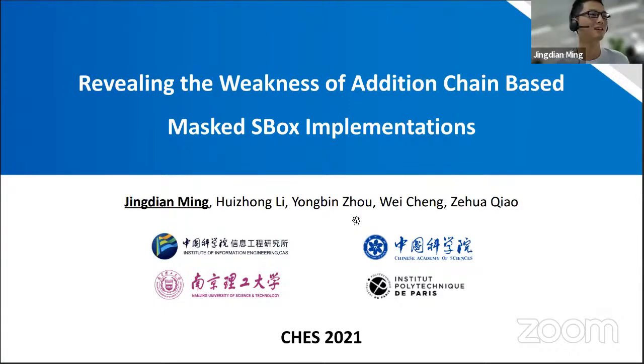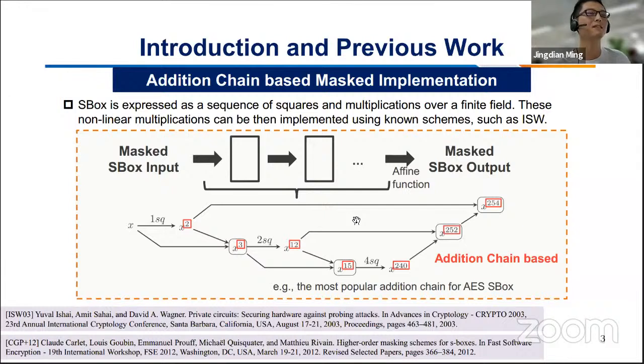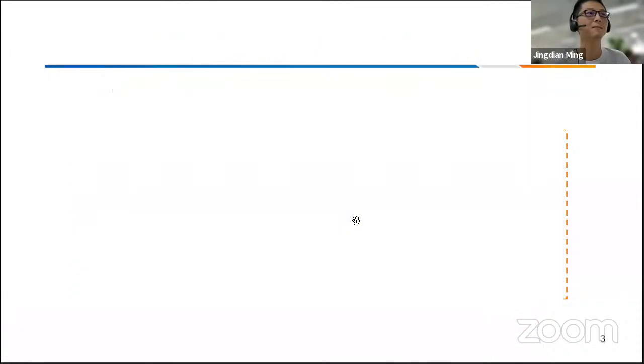And hello, everyone. I will present our work. To achieve masking, the S-box can be expressed as a sequence of squares and multiplications. These multiplications can then be implemented using a known scheme such as SW. Here is one example for the AES S-box. It is called the addition chain based masked implementation because the exponents are added. Actually, it is one of the most popular addition chains for the AES S-box. It is used in lots of masking schemes such as Boolean masking, multiplicative masking, and inner product masking.